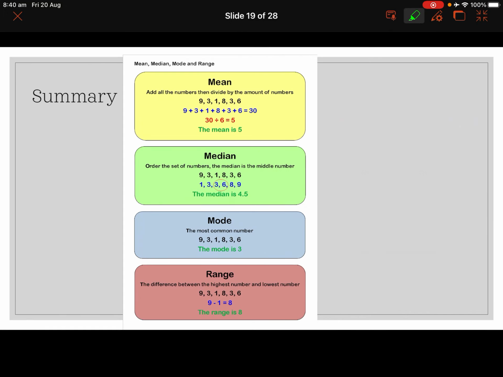So we've got mean, which another word is average. Okay, another word for that. And to find the mean, you add all the numbers, then divide by the amount of numbers. So here you've got a bunch of numbers, you add them all together, you get 30. And then because there are 6 numbers altogether, that's why you divide by 6. Okay, so the mean is 5.